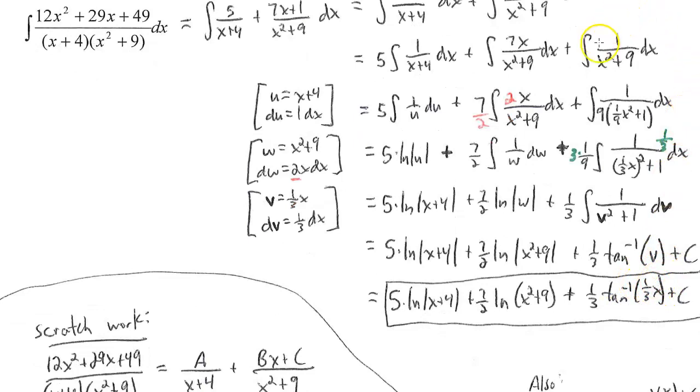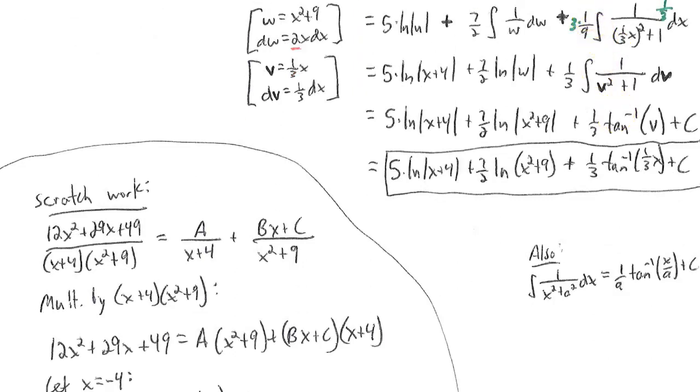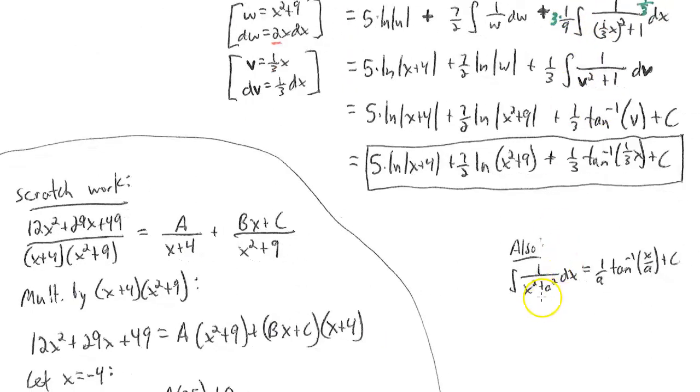Now, alternatively, instead of going through all that work, there is actually a formula for 1 over x squared plus a squared. I just remember that when a is 1, the answer is just tangent inverse. If a is 1, notice the right side is just tangent inverse. But if a is 3, so if you have 1 over x squared plus 9, which is exactly what we have here, the a is 3, we get 1/3 tangent inverse of x over 3, or 1/3 x.